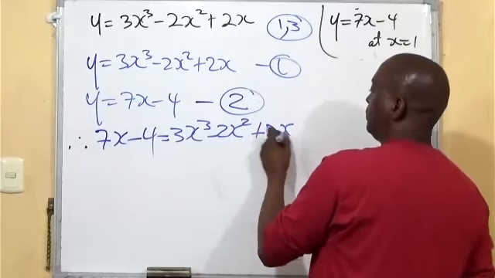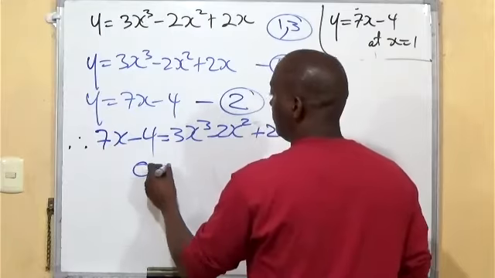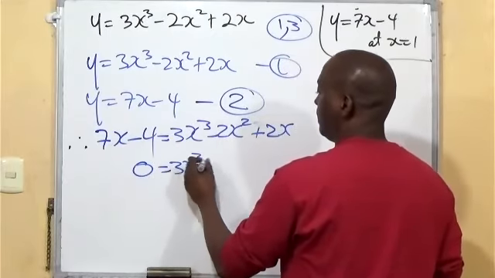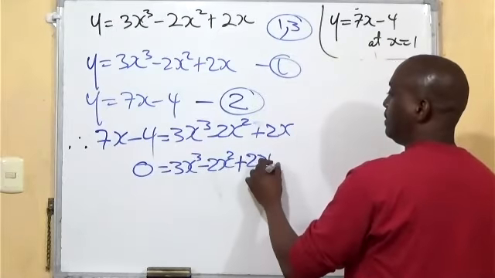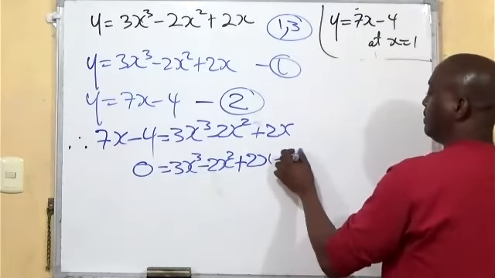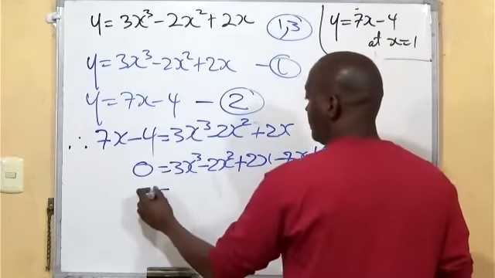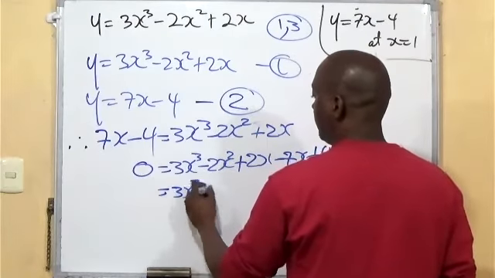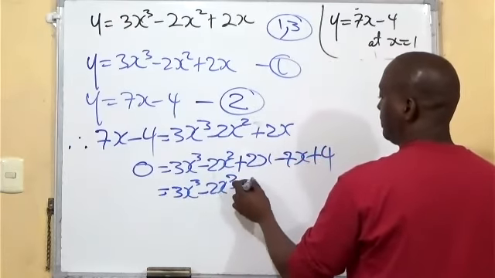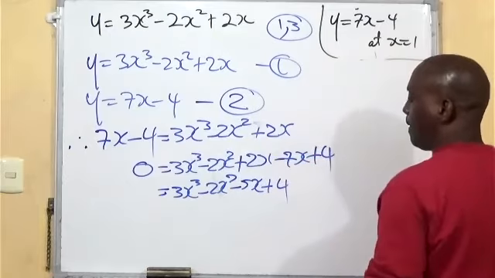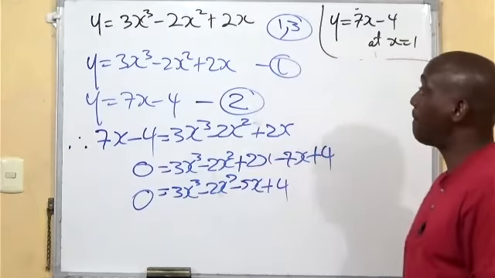plus 2x, all right? And then we bring everything on one side. So 0 is equal to 3x cubed minus 2x squared plus 2x, watch it now, minus 7x, and then you bring the minus 4 and you put plus 4 here. So 0 is equal to 3x cubed minus 2x squared minus 5x plus 4. All right. So now we have to solve this cubic equation.